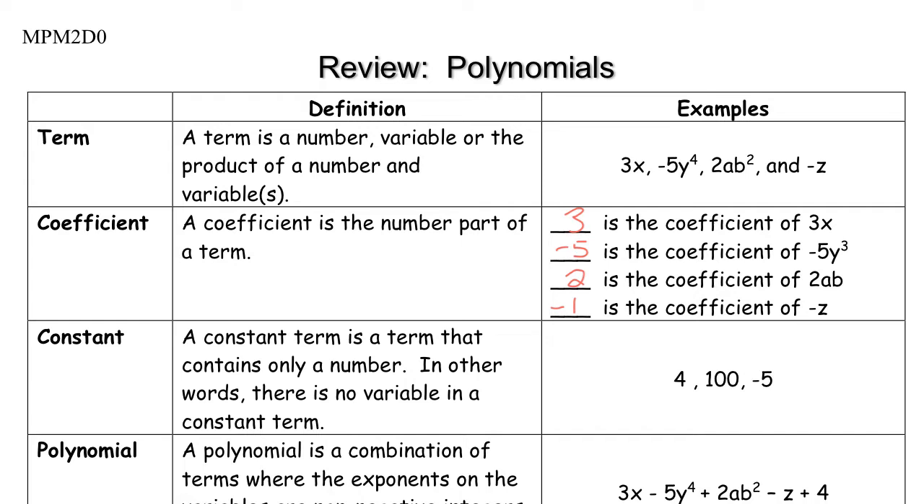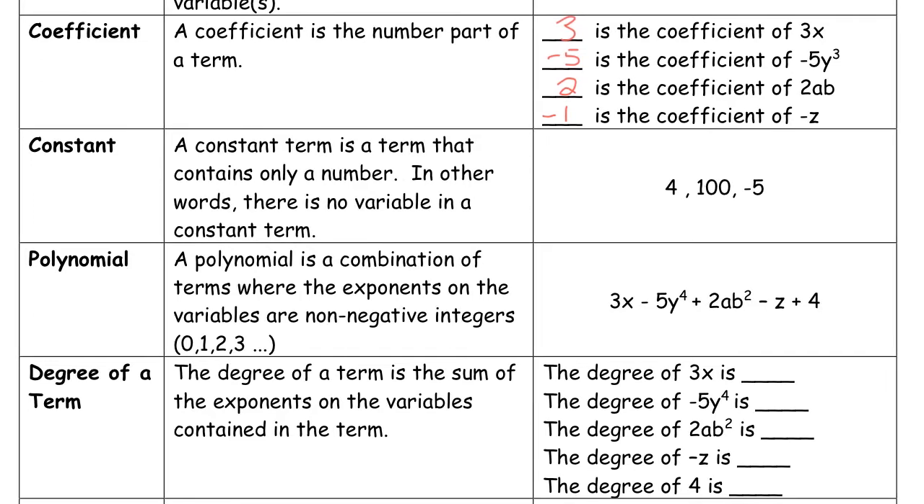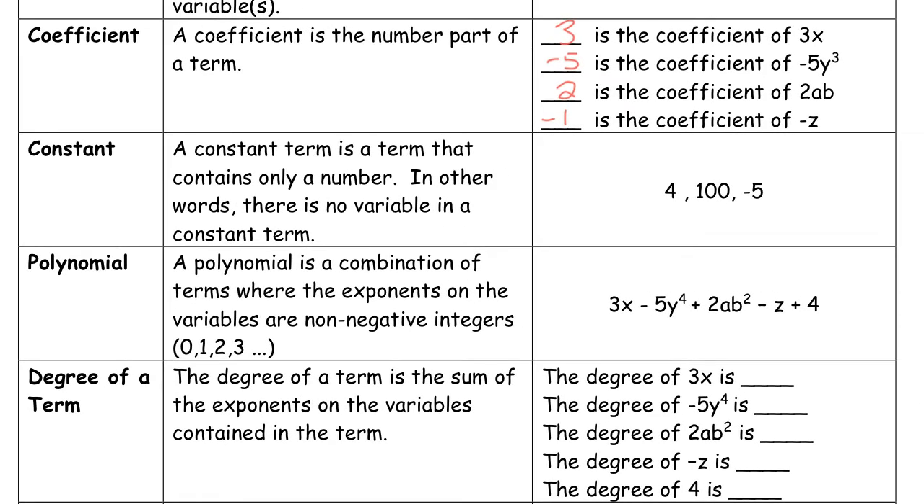We also define what a constant is. A constant is a term that contains only one number. So you'll see that there are no variables in any of these, okay? The next thing we have is a polynomial. A polynomial is a combination of terms where the exponents are non-negative integers, okay? So this would be a polynomial here.